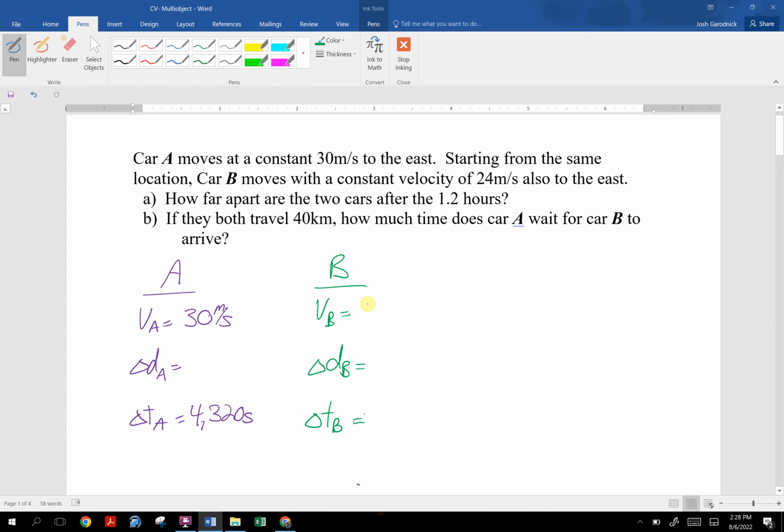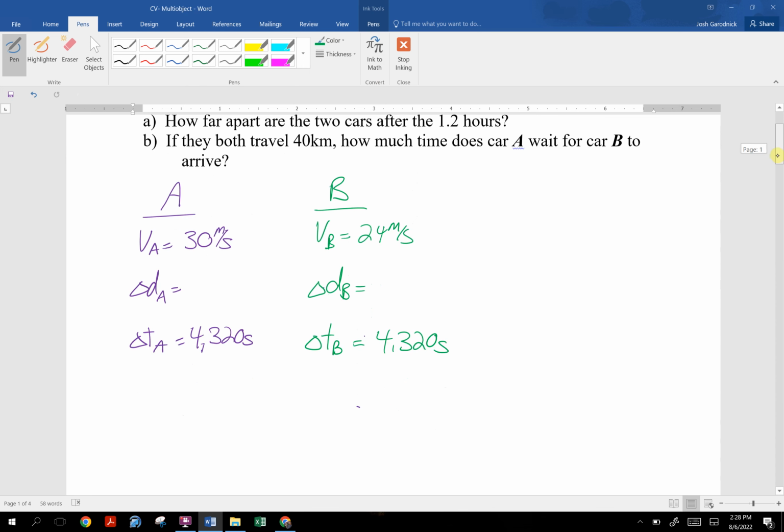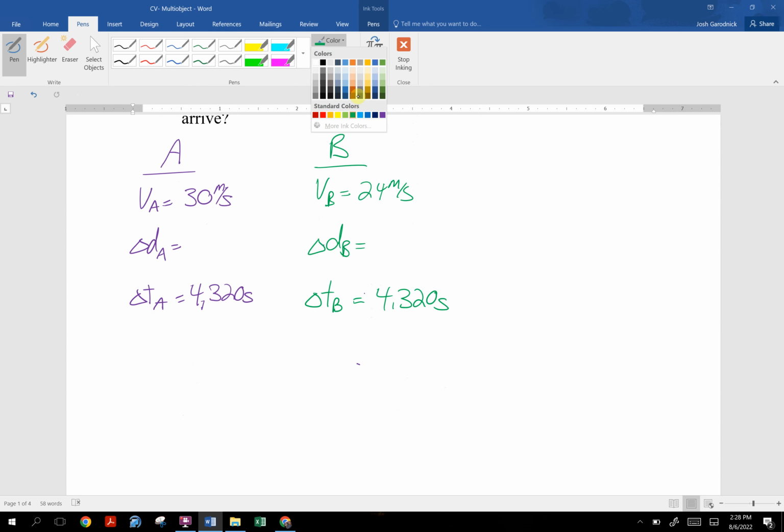I'll do the same thing for B. I know how fast it's going, 24 meters per second to the east, and for the same amount of time, 4,320 seconds. Should be pretty obvious that the only thing you don't know about each object is how far they travel. And at the moment that this video is being made, you probably only know one mathematical expression for constant velocity.